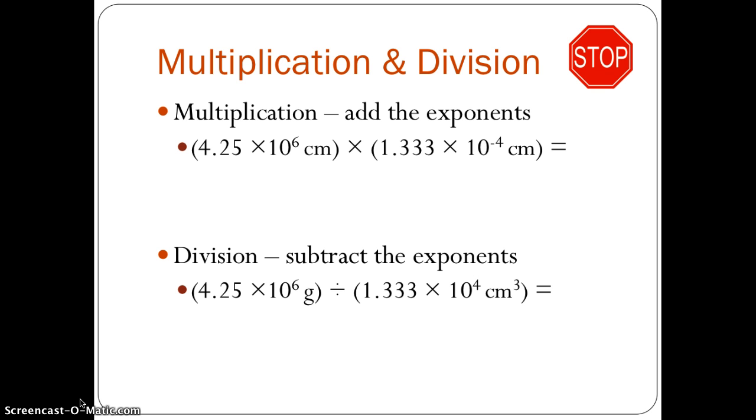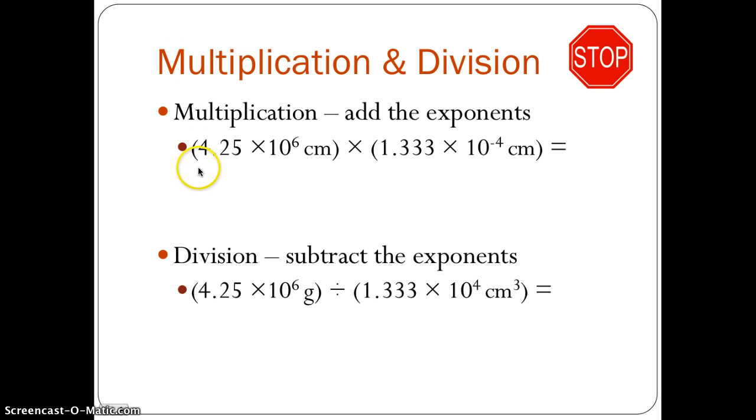So you're going to divide the first number of the coefficient by the second coefficient, record that number on your paper, and then you're going to subtract the exponent. So in this case, it's going to be 6 minus 4. So let me show you what happens here.